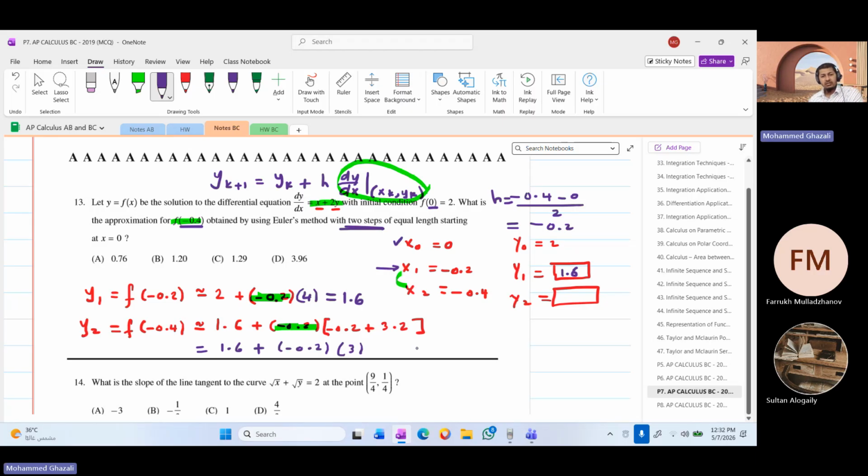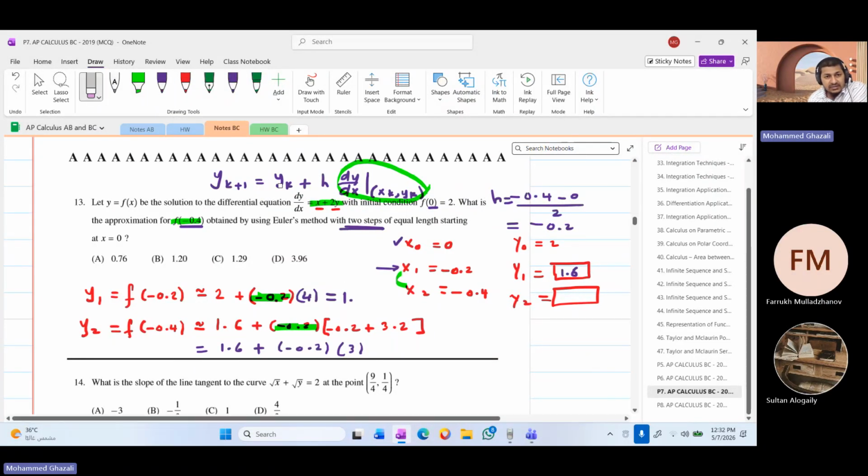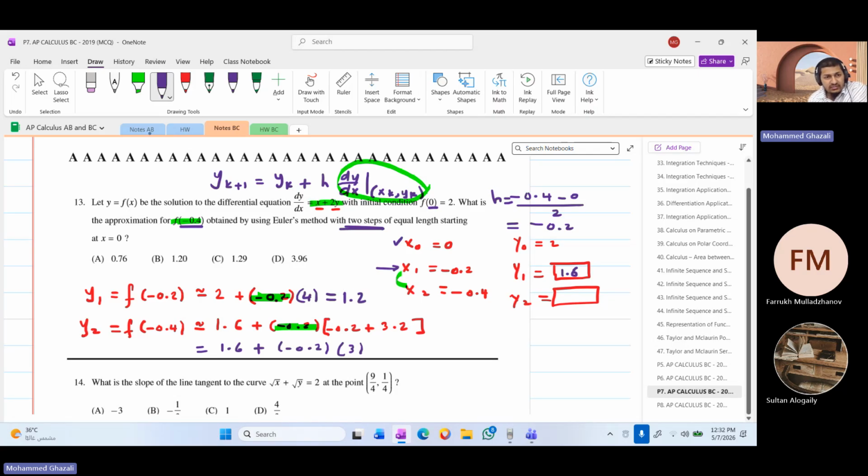There's no answer there. I think we made a mistake here. Look at here, 2 plus negative 0.2 times... That's where the mistake is. It's 1.2, not 1.6. So that's 1.2. So it's 2 times 1.2, which is 2.4, I think. 2.4, yeah.